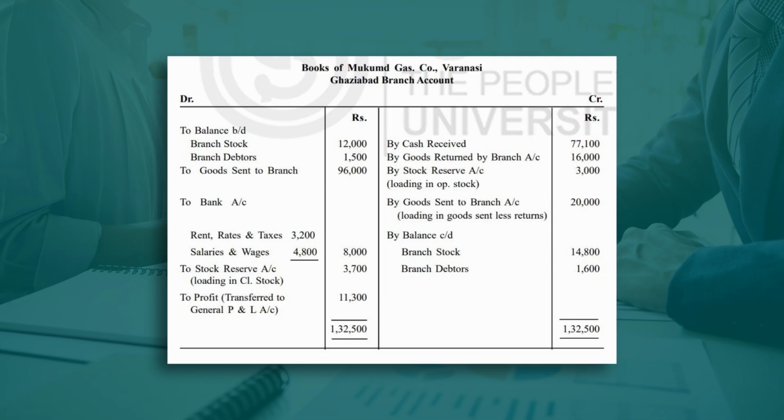Closing stock is 14,800. So, 1/4 of this is 3,700. So, in closing stock 14,800 the loading amount is included. So, loading amount is 1/4. So, 1/4 of this is 3,700. This is the balancing figure 11,300, net profit transferred to the general profit and loss account, and this is the branch debtors closing balance 1600, closing balance of debtors 1600.